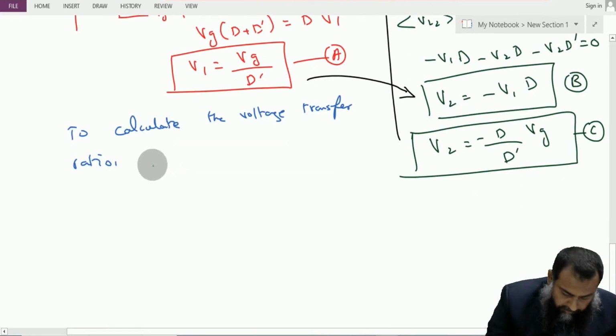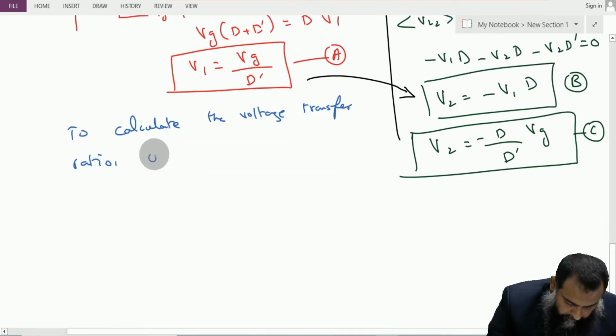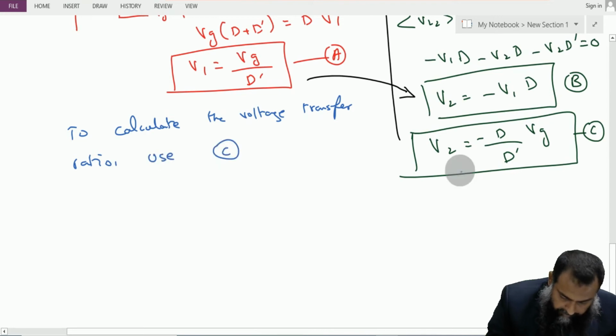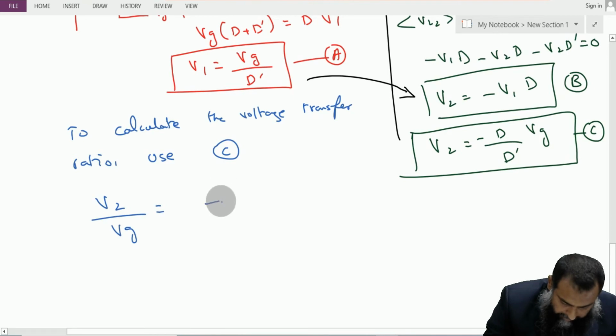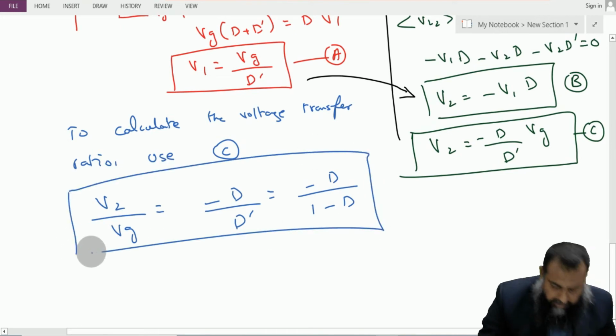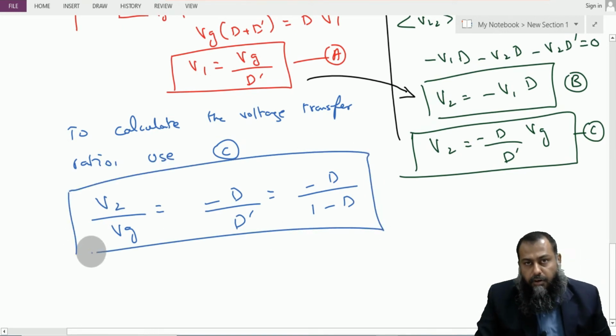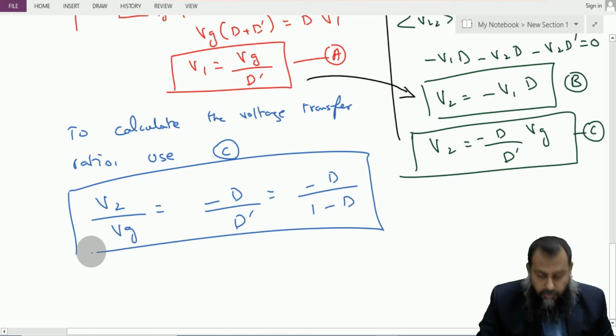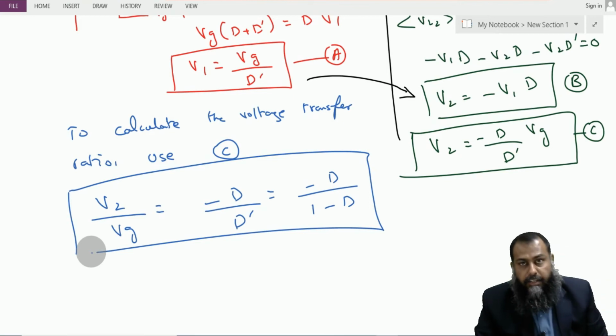To find the transfer function ratio, we will use equation number C, which gives us a very straightforward value: V2 over Vg is equal to minus D over D dash, that is equal to minus D over 1 minus D, and this is exactly the same as that of a buck-boost converter. So we have no change in the transfer characteristics when we compare it with the buck-boost converter.